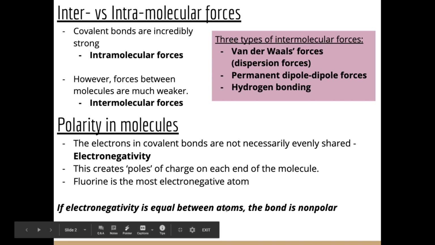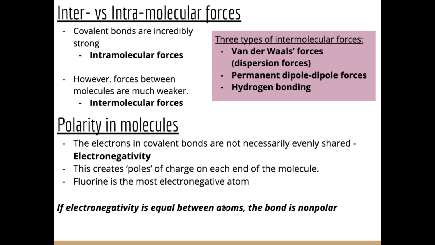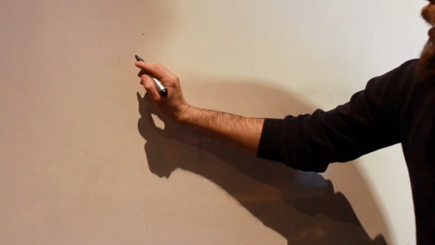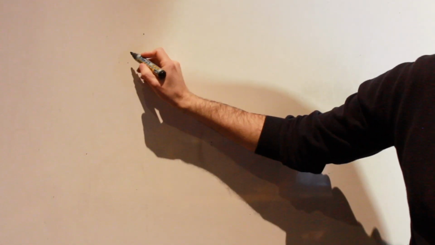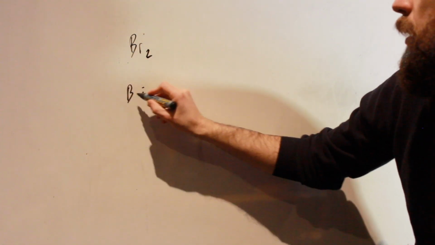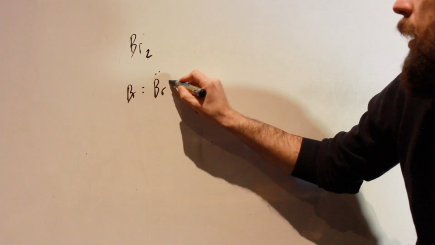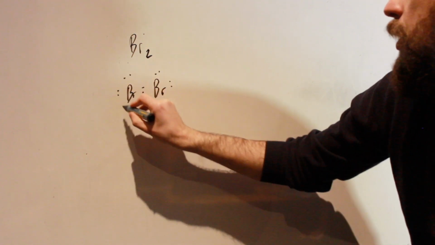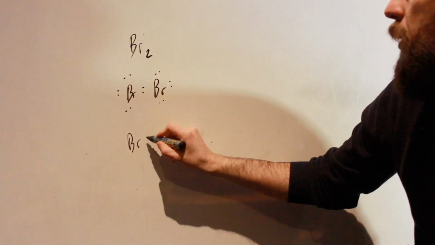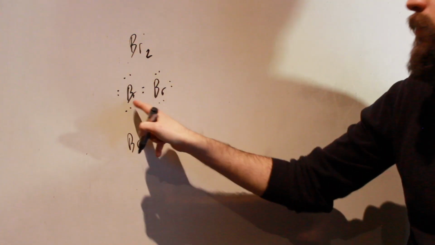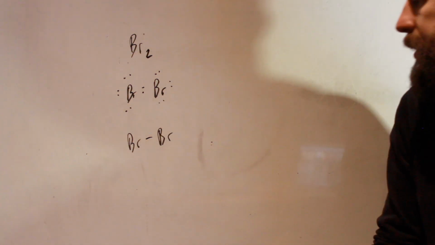So if electronegativity is equal between atoms, the bond is nonpolar. There are two situations where this can arise. If I have a covalent bond between two atoms that are exactly the same, such as bromine gas, we have Br bonded with Br. So, one covalent bond. These two atoms are chemically identical.